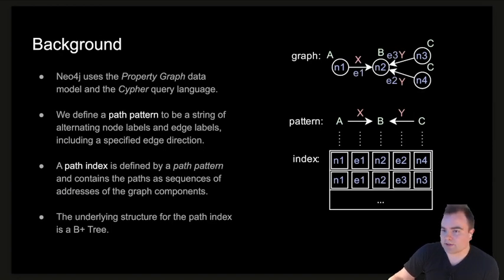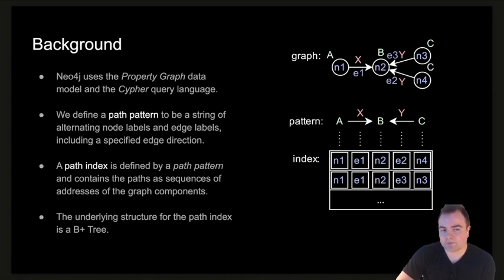So here is some background, which relates to Neo4j and the definitions of path indexing that we were using in our work. Specifically, we were focusing on the property graph data model, which is indeed one of the most popular graph data models in use today, and it's fairly expressive. And we were focusing on the Cypher query language.